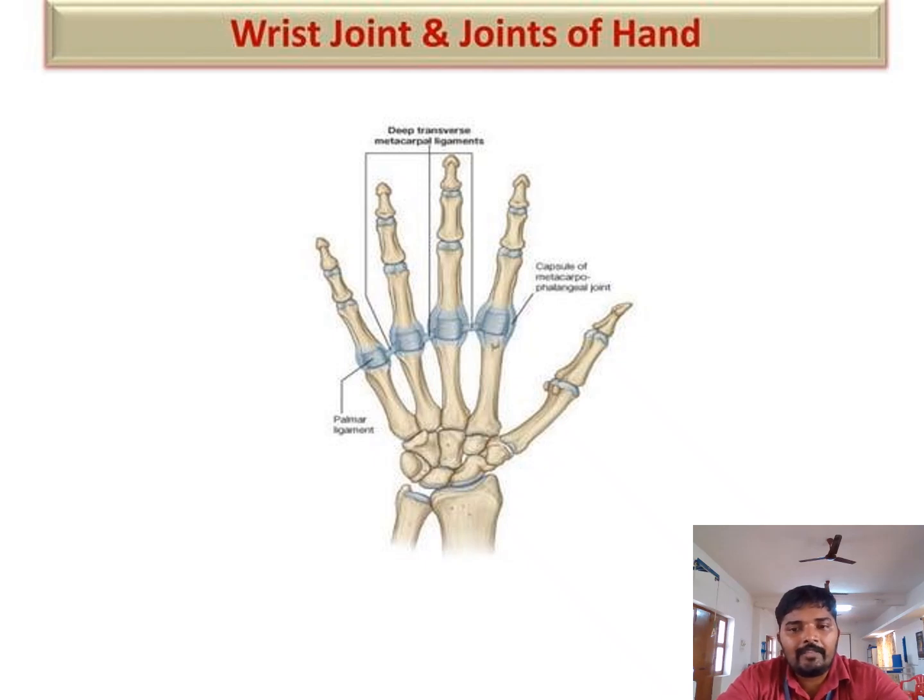In this first picture, the lower end of the radius and the ulnar bones are mainly for articulation with the proximal row of carpal bones: scaphoid, lunate, and triquetral bone. These bones articulate to form the wrist joint. This wrist joint is also called the radiocarpal joint.